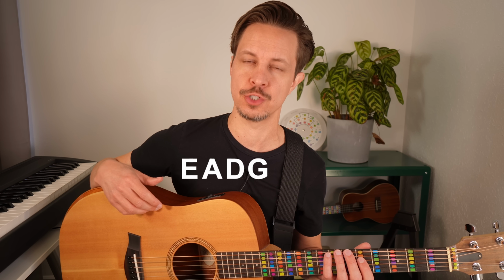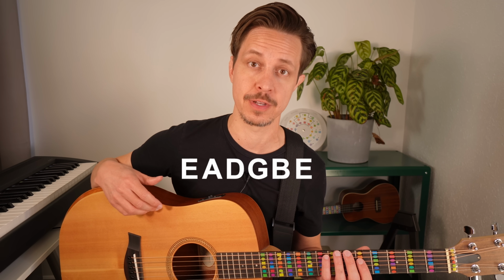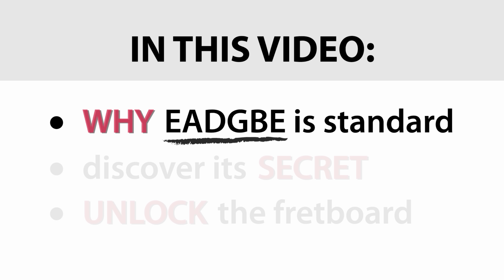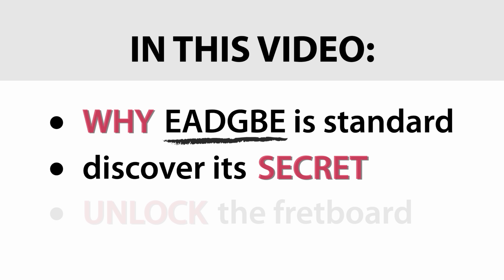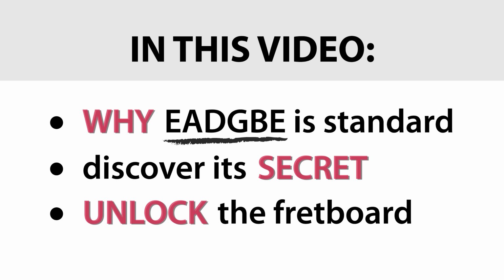The guitar's standard tuning of E-A-D-G-B-E is so common that it's easy to take for granted. But why is this the standard tuning? In this video, you'll see the significance of this pattern and how it's formed. You'll also discover a hidden secret in this sequence of notes, and you'll see how to use this pattern to master the fretboard. So by the end, you'll have a clear sense of the real power behind the guitar's standard tuning.